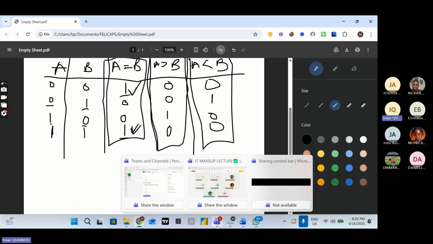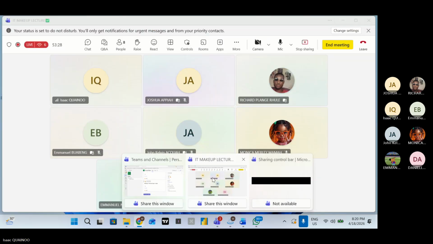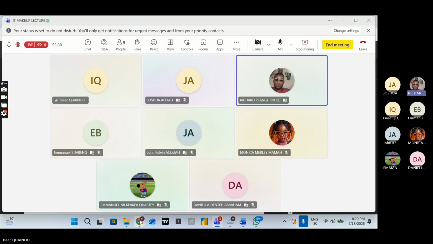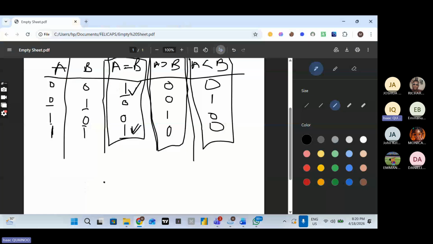Can someone help us out? Write A complement, B complement. All right, so A complement or A bar, B bar for that. Okay, and then we also have a 1 here, right? So this is 1 and 1. So that's 2. What are you going to write?